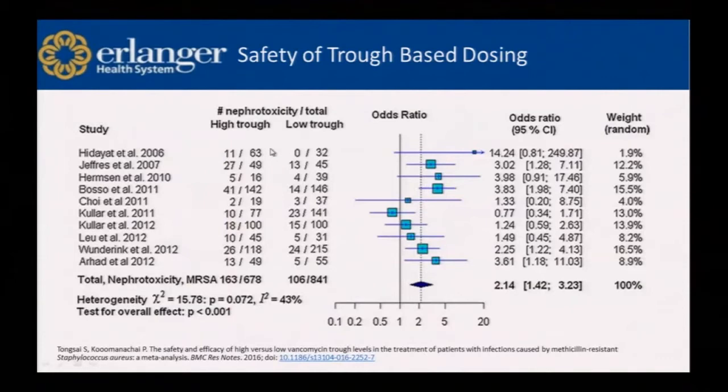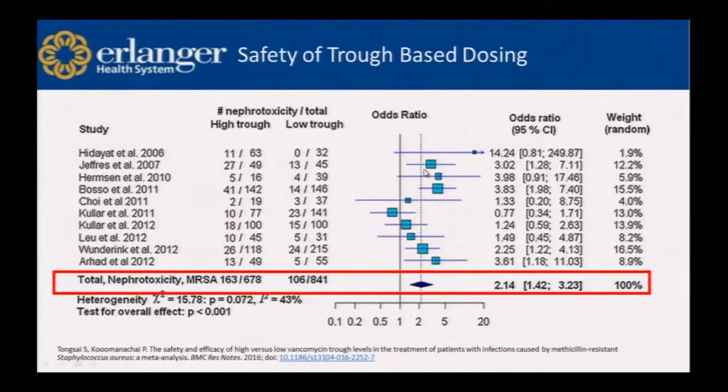So going back to the previous meta-analysis by Tongzai and colleagues, they also analyzed nephrotoxicity as part of their endpoints. This was defined uniformly across studies as an increase in serum creatinine of greater than 0.5 or 50%. And again, comparing high trough versus low trough endpoints, with the high trough being greater than 15 and the low trough being less than 15, they found a pooled odds ratio of 2.14 with higher risk of nephrotoxicity in the high trough group.